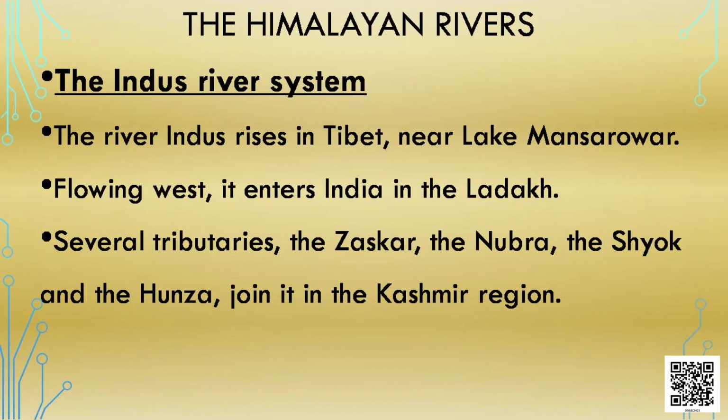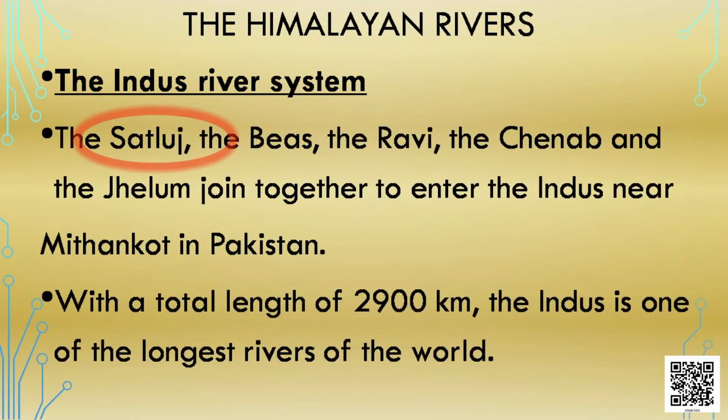They are the Indus river system. You know children, where does the source of this river Indus lie? River Indus rises in Tibet near Lake Mansarovar. It enters in India in Ladakh. Some of its major tributaries are the Jaskar, the Nubra, the Shyok and the Hansa. Leaving this, some other tributaries are Satluj, Ravi, Chenab, Jhelum and Bias. They meet river Indus in Pakistan.